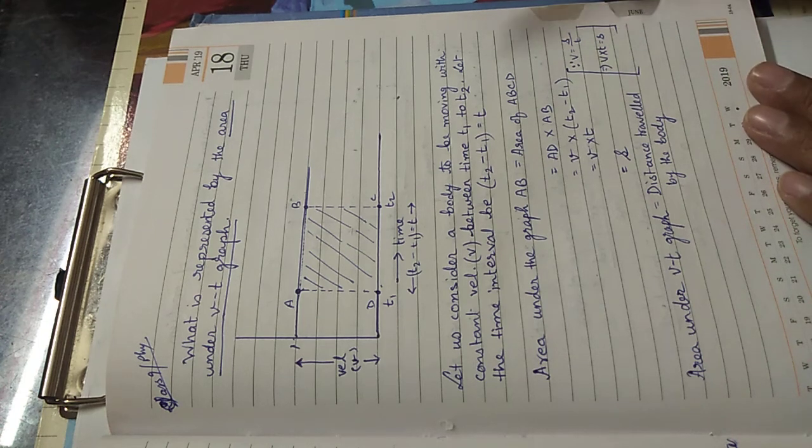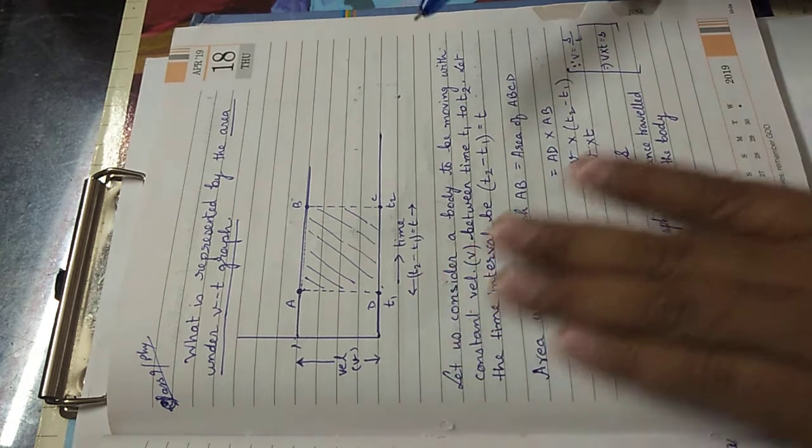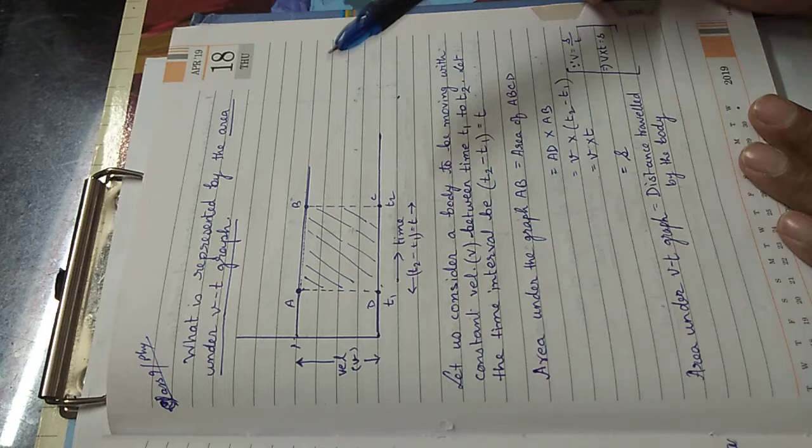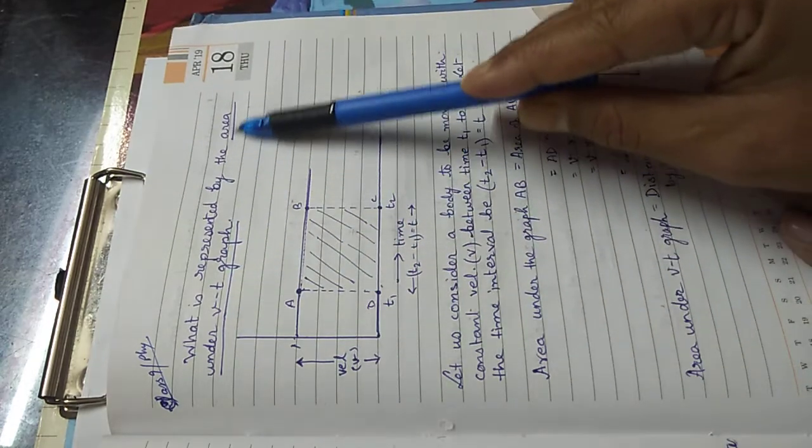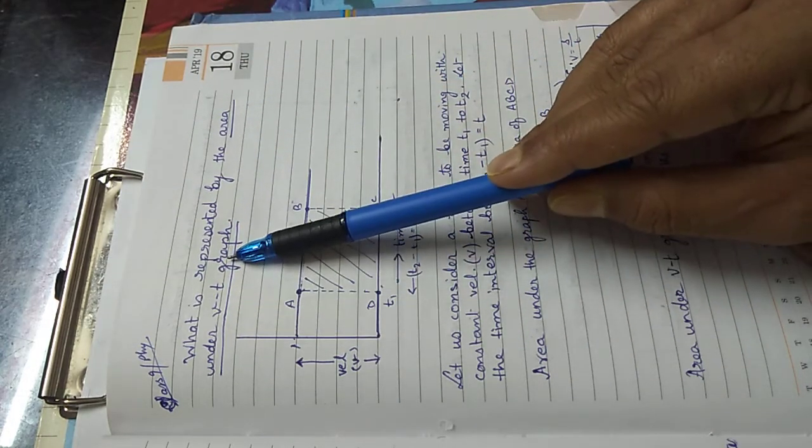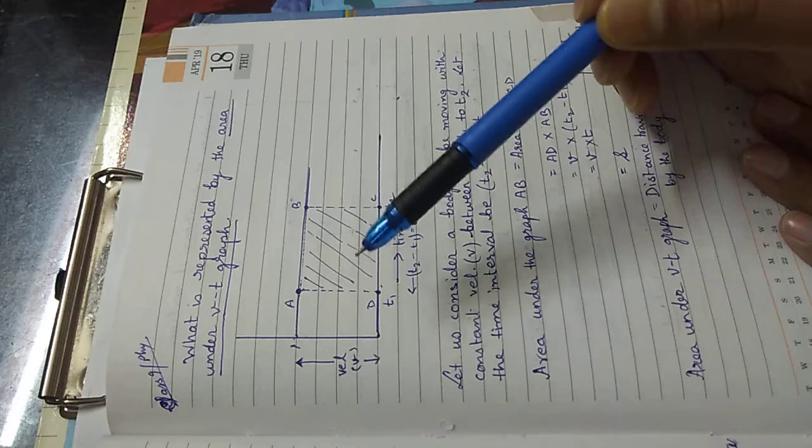Hello students, so in this video I'll be discussing the derivation of the three equations of motion. But before going for the derivation of the three equations of motion, let us try to understand one more thing, that is, what is represented by the area under a velocity time graph. So we have drawn different types of velocity time graphs.